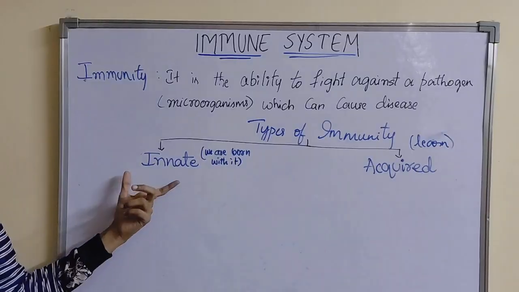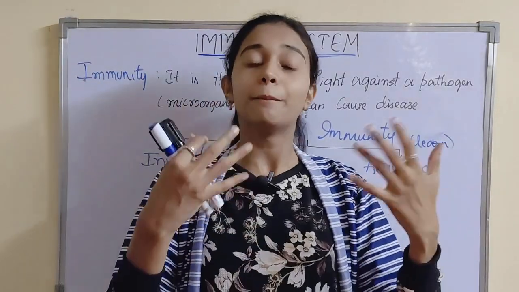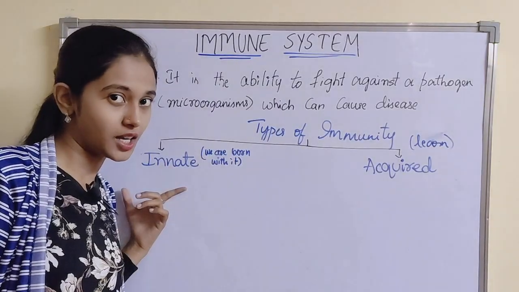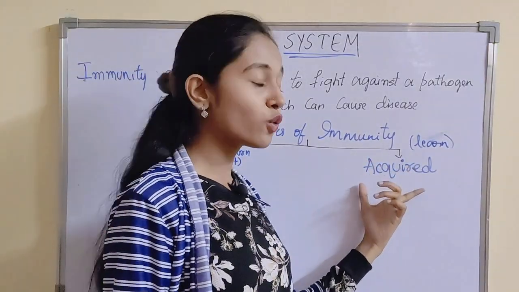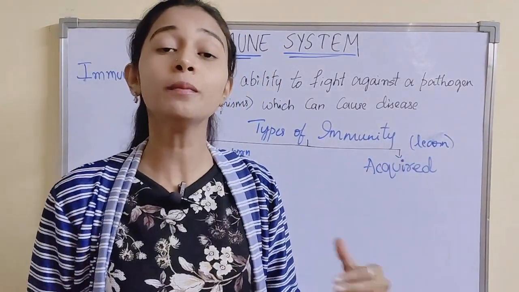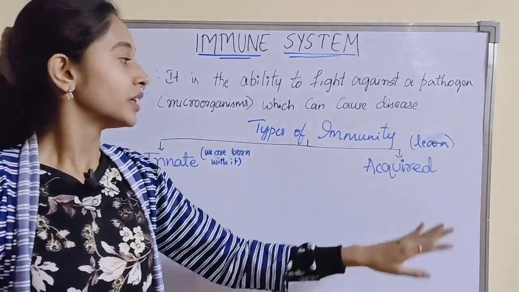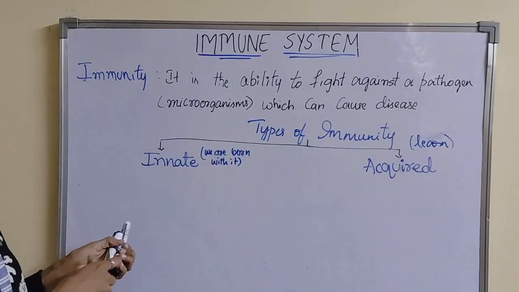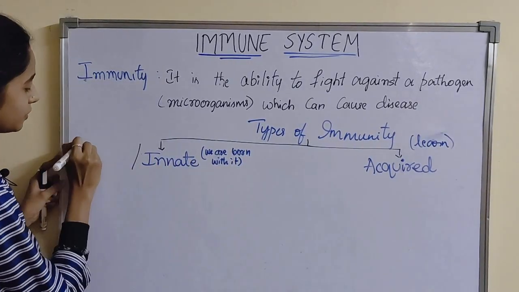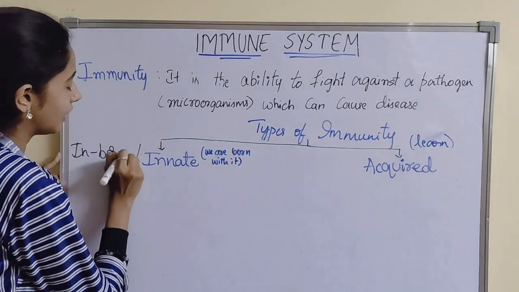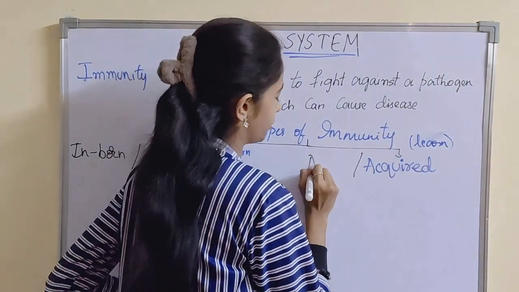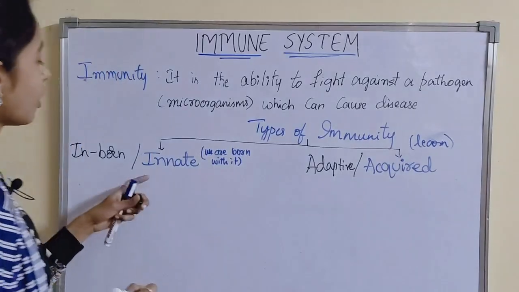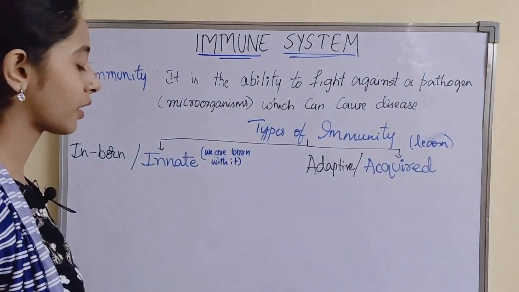Okay, ऐसी इम्यूनिटी जो हमारे पास बाय बर्थ होती है उसे हम कहते हैं innate immunity या फिर इसे inborn immunity भी कहा जाता है. And this is acquired immunity, ऐसी इम्यूनिटी जो हम by the time सीखते हैं. It is also known as adaptive immunity. Okay, so the other name is inborn immunity and here it is adaptive immunity. Okay, so let's talk about innate immunity now.